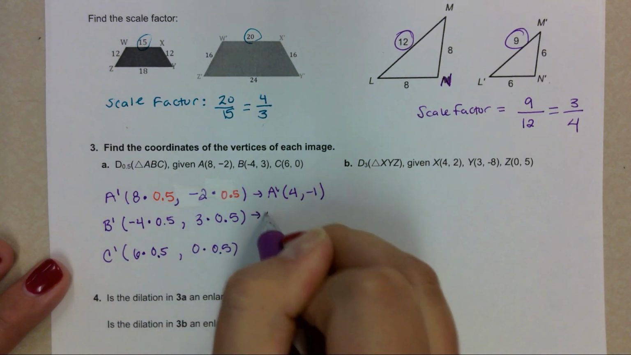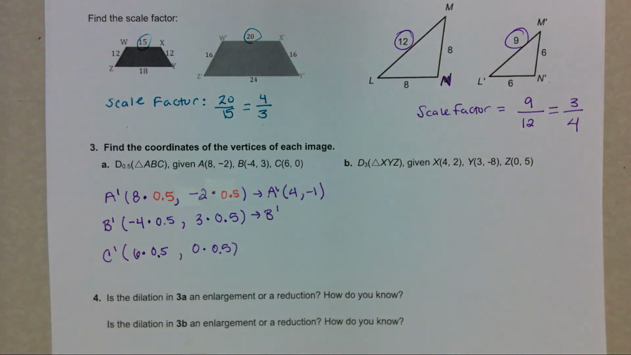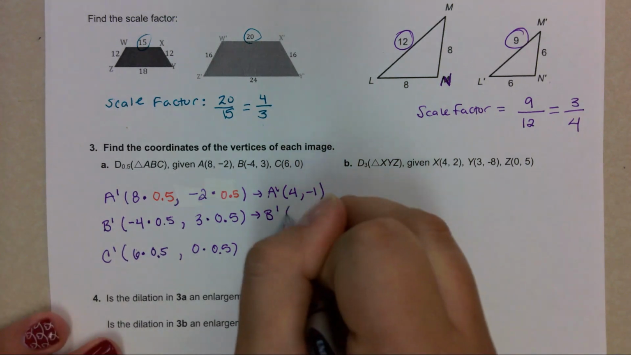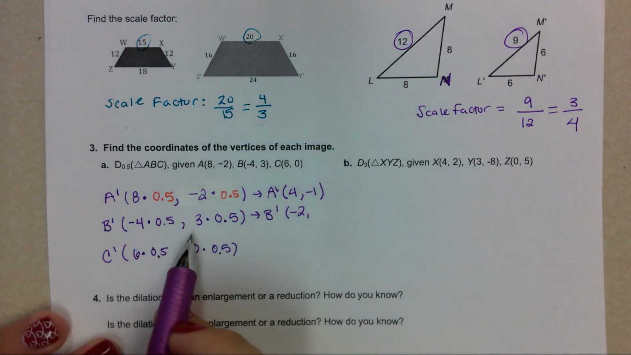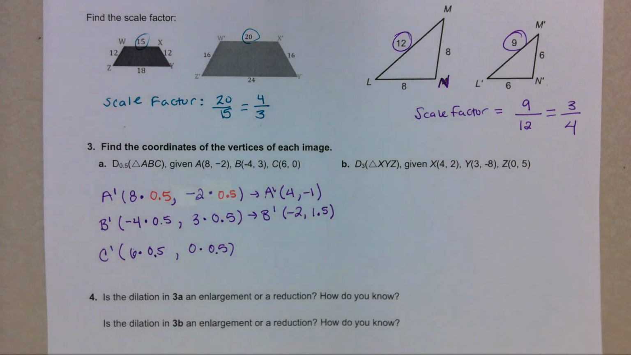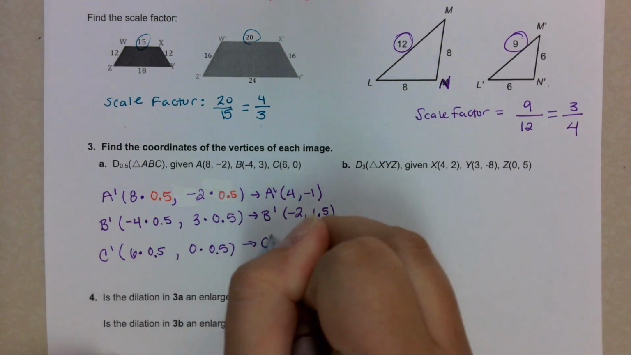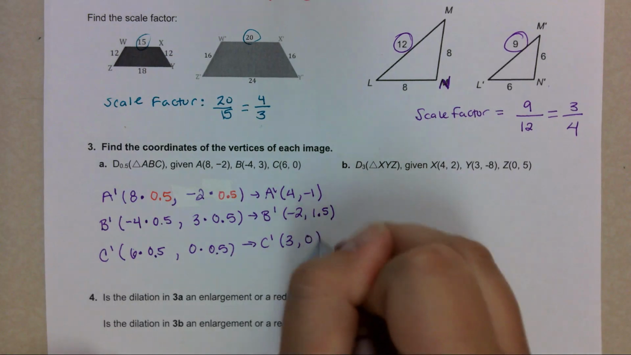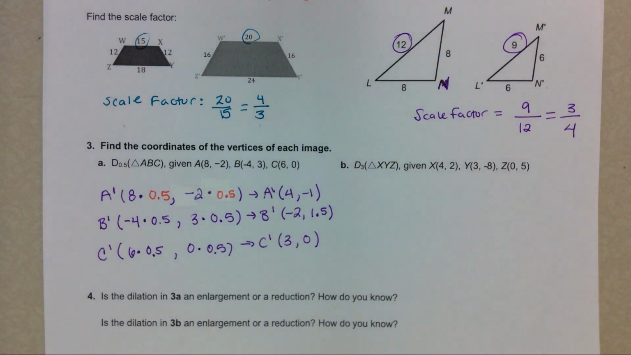All right, so B prime, we get -4 times half is -2. 3 times a half is 1.5. And then for C prime, 6 times a half is 3, and 0 times a half is still 0. Okay? And now we're going to do the same thing in part B.